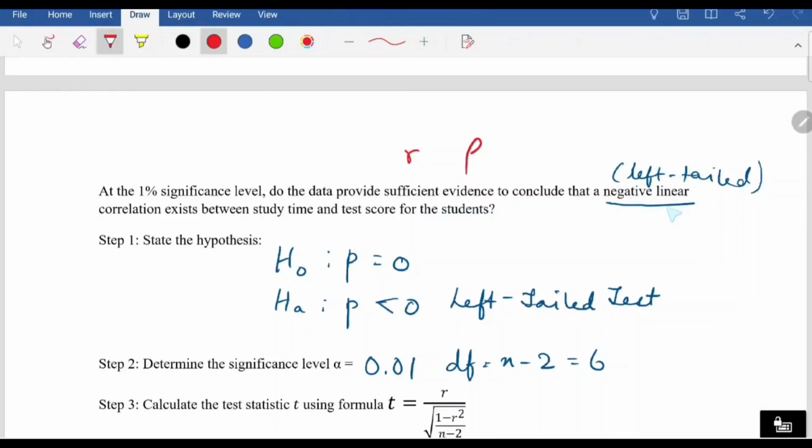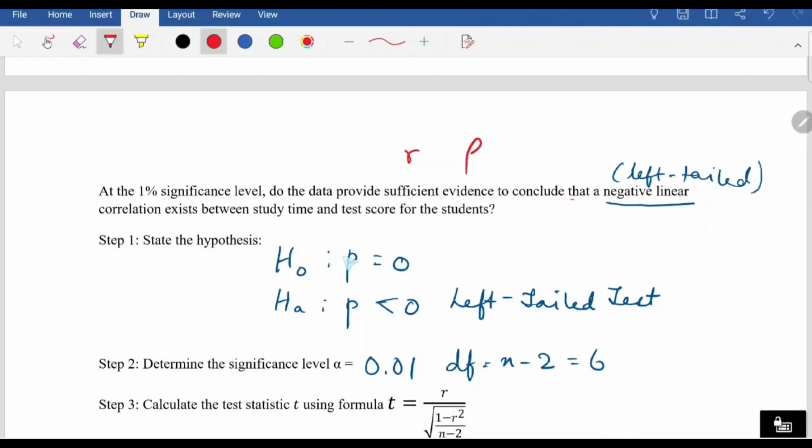All right, so the question says here, at the 1% significance level, do the data provide sufficient evidence to conclude that a negative linear correlation exists between study time and test score for the students? So it says negative linear correlation. So negative linear makes it a left-tailed test. So the way we state our hypothesis is H sub 0, the null hypothesis, will be rho equal to 0.